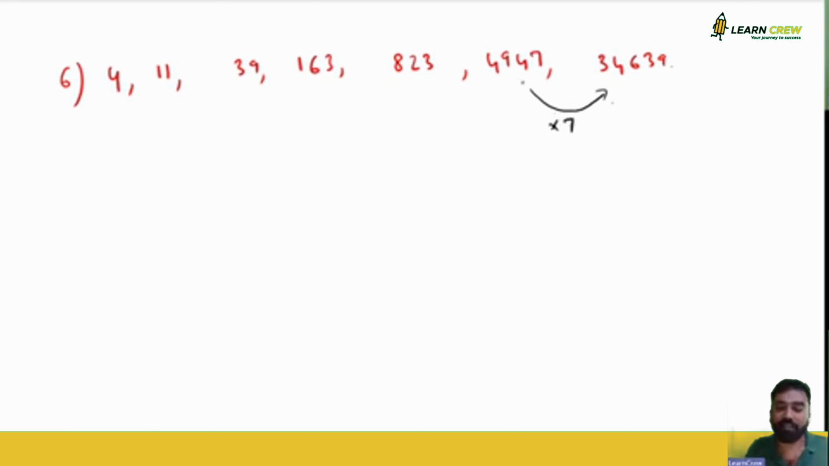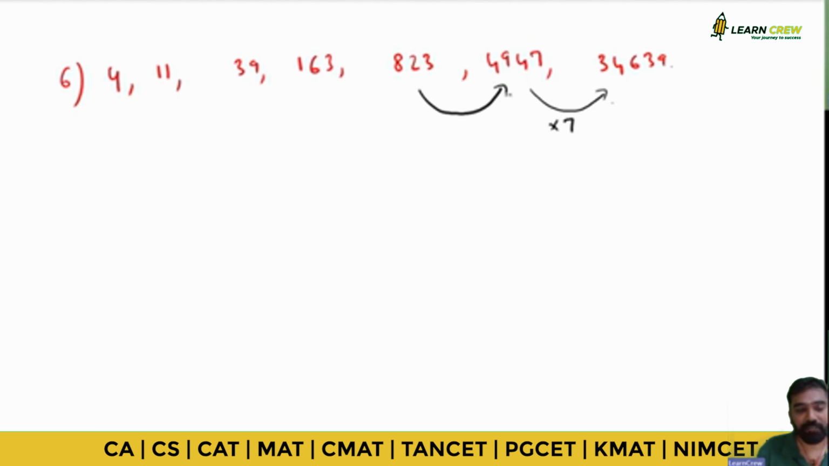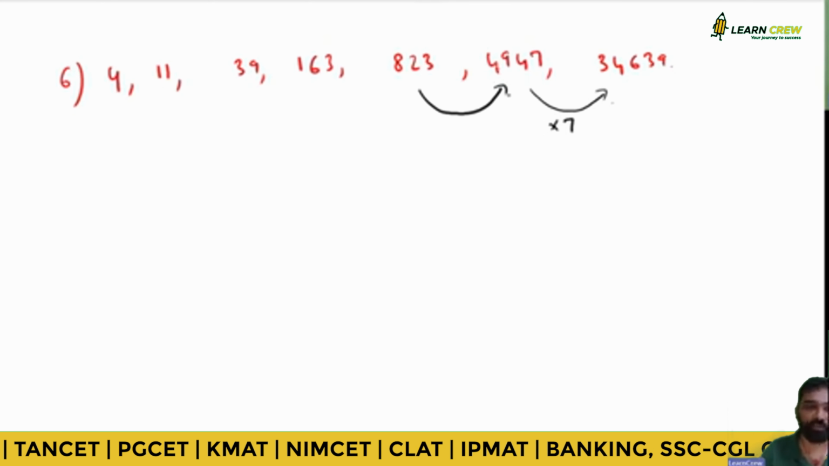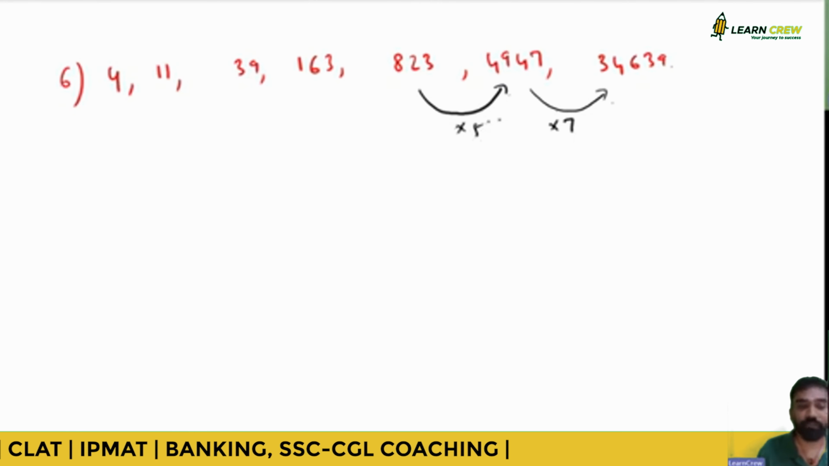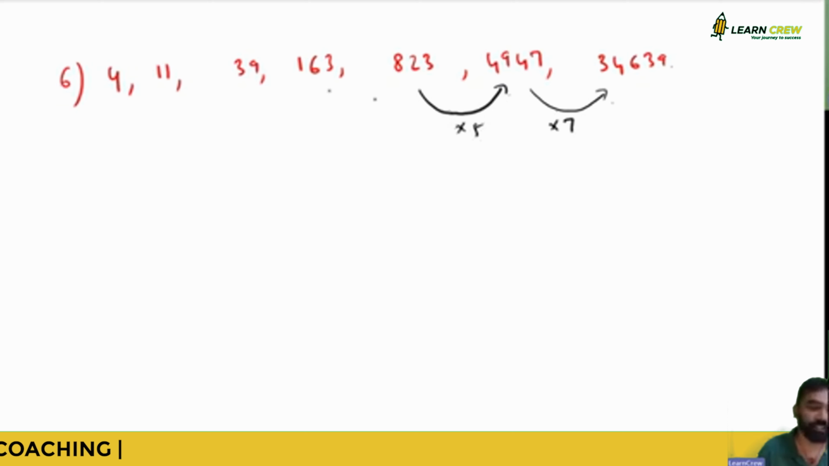Almost, 5 into 7 will give you almost 34,000. Fine. Now, what number multiplied will give you this number approximately? 8 into 5, sir. 8 into 5, sir, it will approximately give this number. All these are just approximate values.